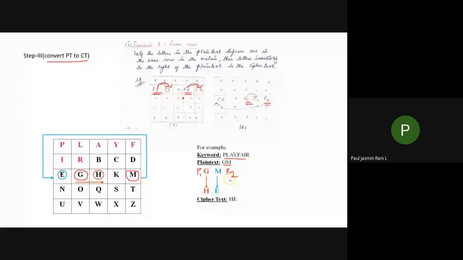This is your plain text P1. You have to pick your C1 text from your immediate next cell. That is, this one will be your C1. Can you follow this one? So this one will be your C1. So H you have to take. So for this G, H will be your ciphertext. So this is your C1.